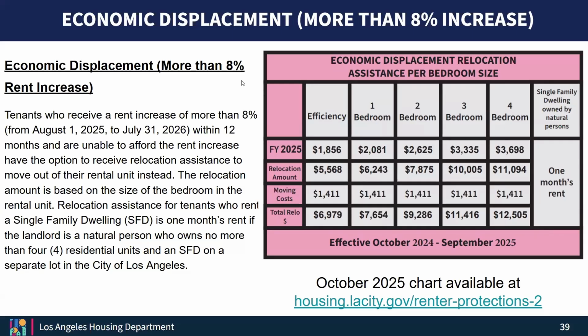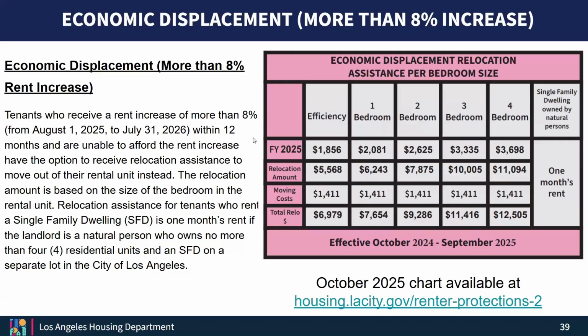Relocation assistance for tenants who rent a single-family dwelling is 1 month's rent if the landlord is a natural person who owns no more than 4 residential units in a single-family dwelling on a separate lot in the city of Los Angeles. Once again, this is on the tenant protection sheet. You can come into your local front counter or call the hotline number to ascertain this information.